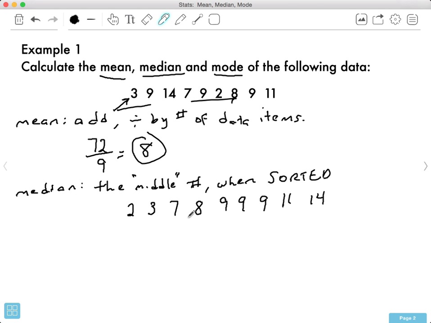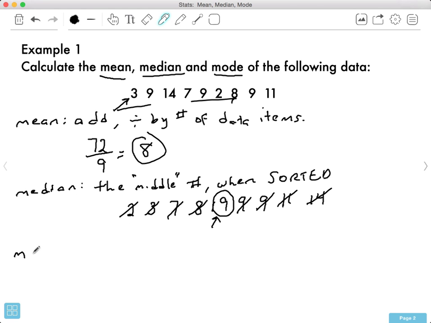Once you've got it sorted, just start working your way in from either side till you get to the middle. You can cross them off like I'm doing here. I'm working my way in, one on each side. Or you can just use your fingers and count your way in. And when I work my way in, I see the number I get in the middle with 4 numbers to the left and right is 9. So my median is 9.